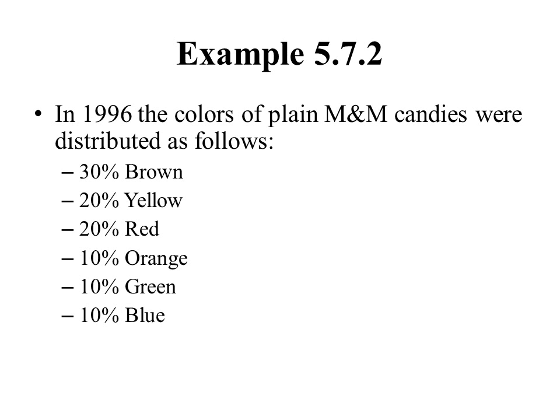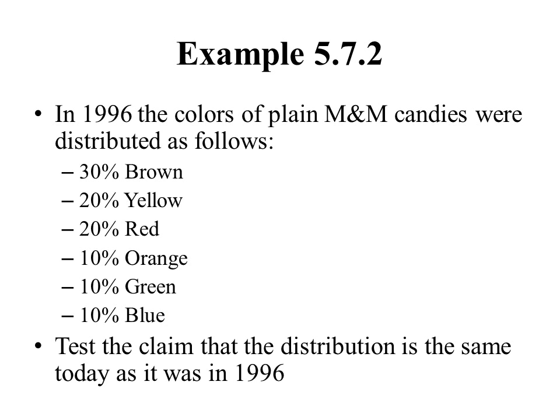So to illustrate this particular test, let's look at example 5.7.2. In 1996, the colors of plain M&M candies were distributed as follows. 30% were brown, 20% were yellow, 20% red, and 10% fall into these other categories. And what we want to test is the claim that the distribution today is the same as it was in 1996.